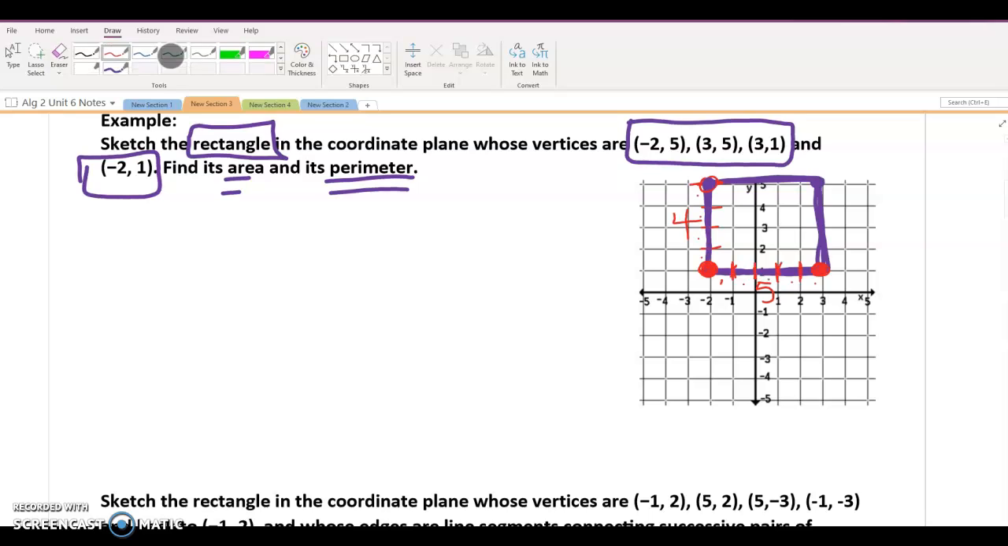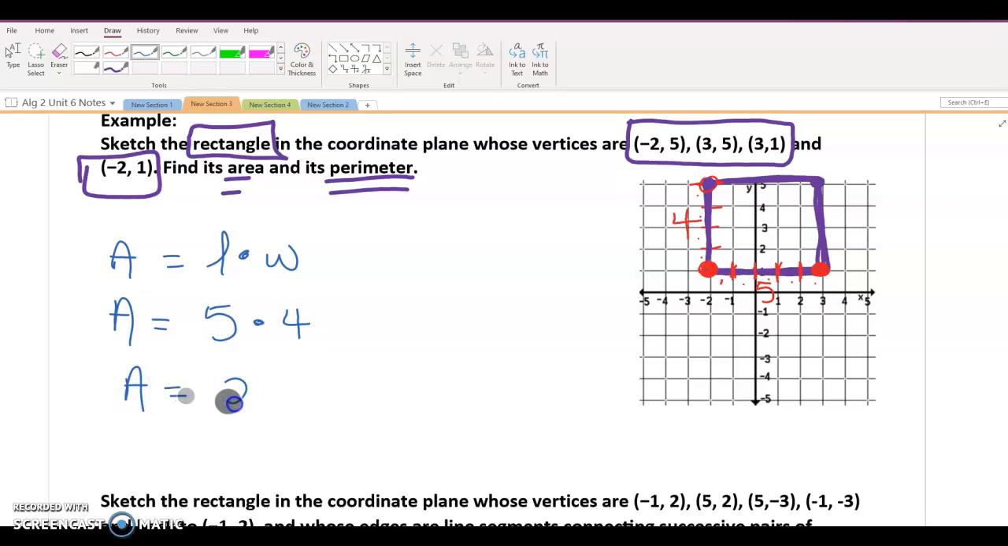Alright, so next we're asked to find the area and perimeter. What is the area of a rectangle? Length times width. What do we say our length was? 5. And our width? 4. And 5 times 4 is 20. Because this is a coordinate plane, we call it units squared, because each square of the coordinate plane is a unit. So that's how we find the area. We've done that before, back in 7-1. It's just now applying it to the coordinate shape.